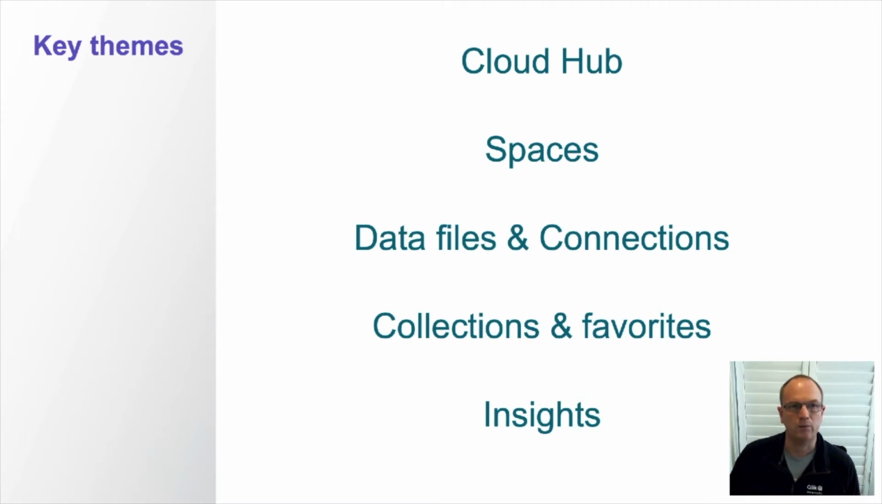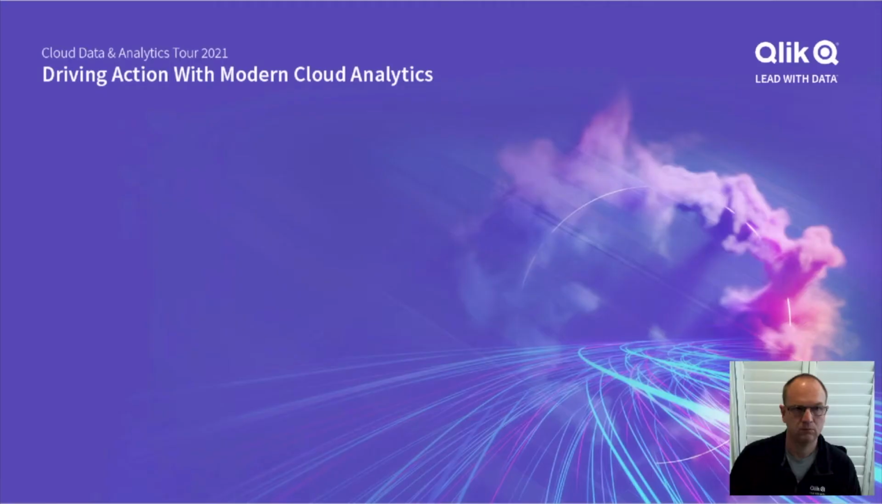I'll be covering a number of key themes here. We'll look at the Cloud Hub, which is the central point for Qlik Sense Enterprise SaaS. We'll look at Spaces, which is how you organize content in Qlik Sense Enterprise SaaS. We'll look at how data files and connections are managed in SaaS. We'll look at how you can organize your content with collections and favorites. And finally, we'll look at the insights features of Qlik Sense Enterprise SaaS.